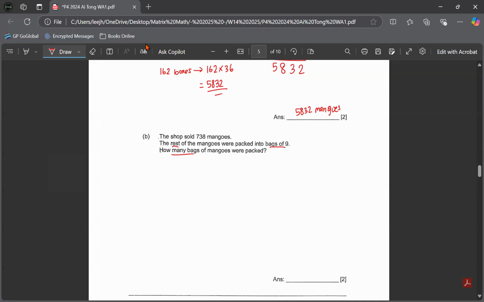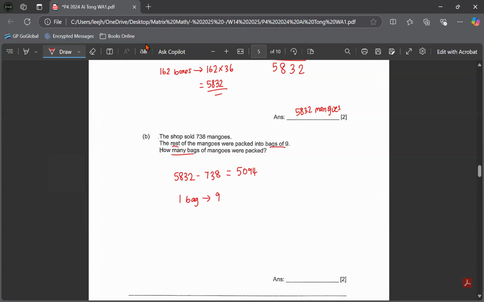So you know out of this total number of mangoes which you found in A, you are going to sell 738. So you subtract 5832 minus 738. This one, if you know how to work out, you will get 5094. So the rest of these mangoes is this one. They'll be packed into bags of 9. So what does it mean by bags of 9? It means one bag has 9 mangoes inside.